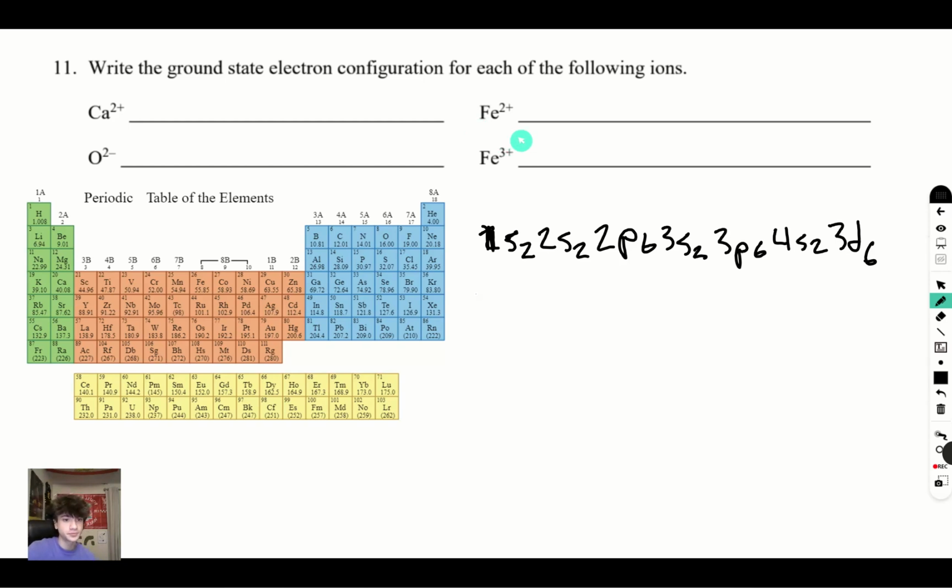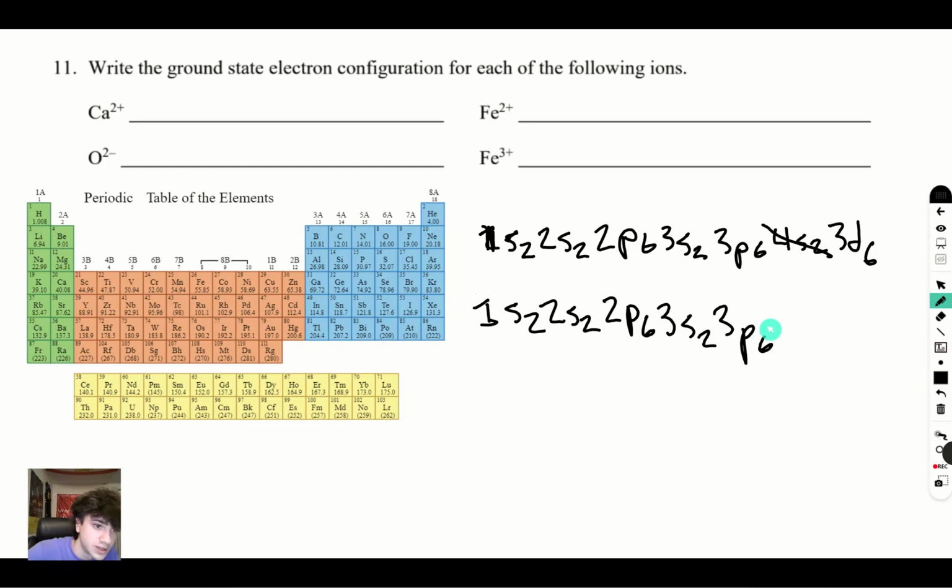That's how you get the base state of iron. However, we're going to need to remove 2 electrons once again. Sorry, I dropped my pencil. And once again, it's going to have to be the valence electrons, which is going to be in the s orbital on the 4th layer right here. So once we get rid of these 2, you get 1s2, 2s2, 2p6, 3s2, 3p6, 3d6.